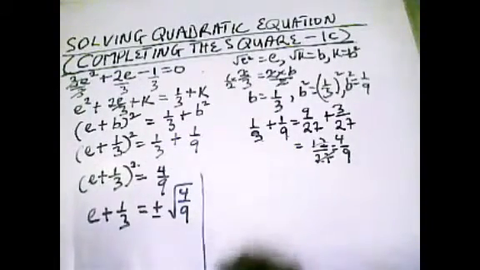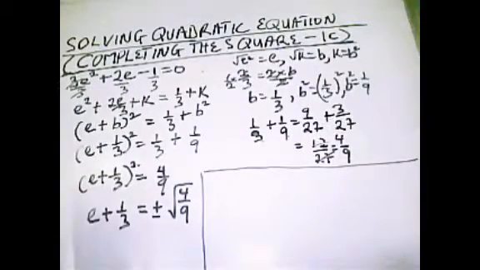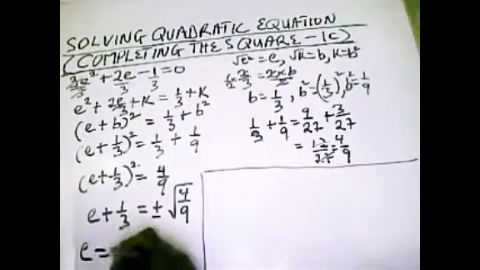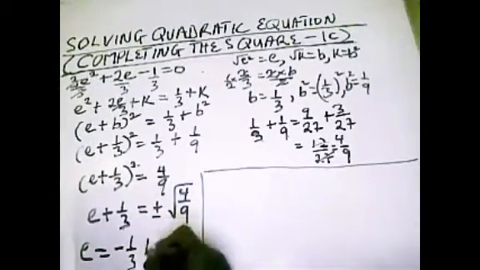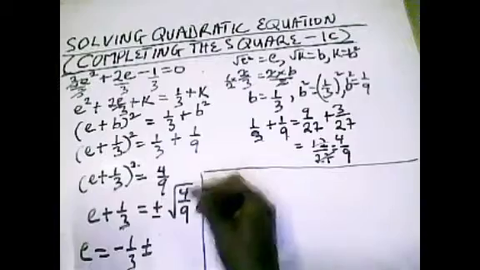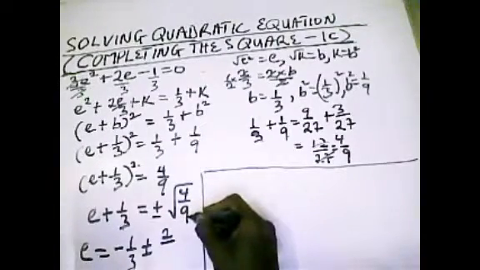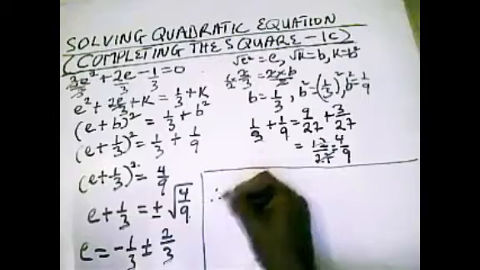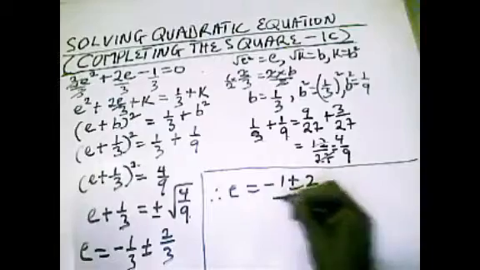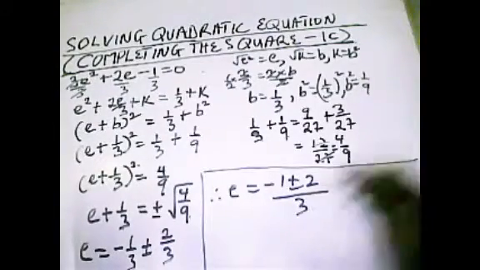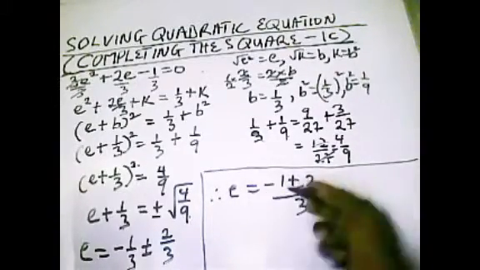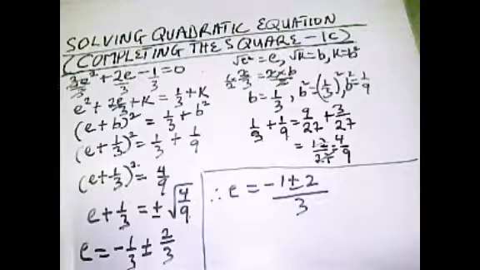Now we can do this very quickly. We move this to this place here. We have e equals minus 1 upon 3 plus or minus the square root of 4, which will give us 2, and the square root of 9 will give us 3. So finally we have e equals minus 1 plus or minus 2, all over 3. We group the common denominators, and here we have the final answer. Although we can still go on to simplify this, that is, e will have 2 values, I would like us to stop here in this lesson.